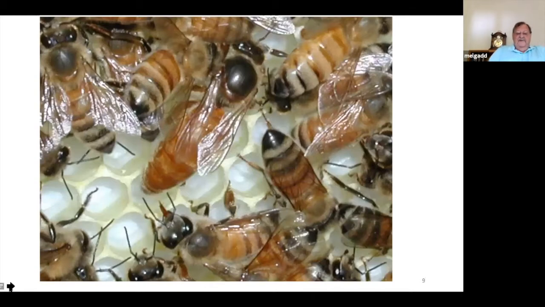So again, this is a picture of the bees in the hive. That one in the middle, which you can see is much larger than the others, is the queen. She's going from cell to cell laying eggs. And the other bees are attendant bees that are feeding her and cleaning her, and then attending to the eggs that she's laid.